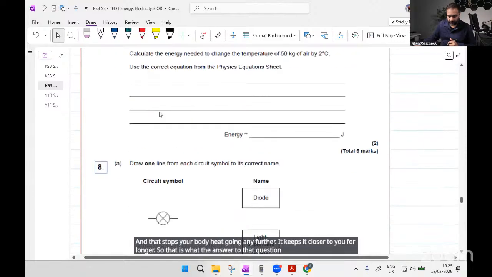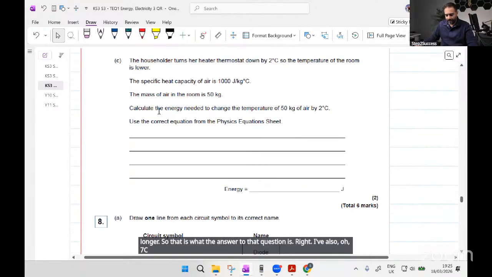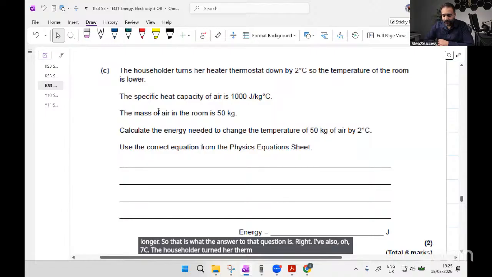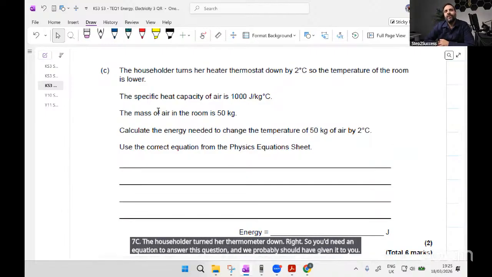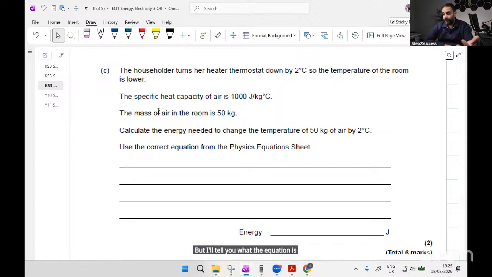Right. I've also, oh, 7C. The householder turned her thermostat down. Right, so you'd need an equation to answer this question, and we probably should have given it to you. But I'll tell you what the equation is that you would get given, by the way, in reality.